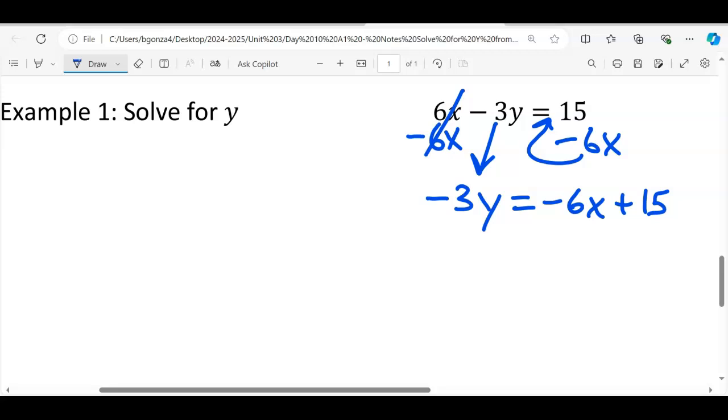There's a negative 3 in front of y, implied multiplication. So how do I get rid of any number that's right in front of y? Well, I have to divide.